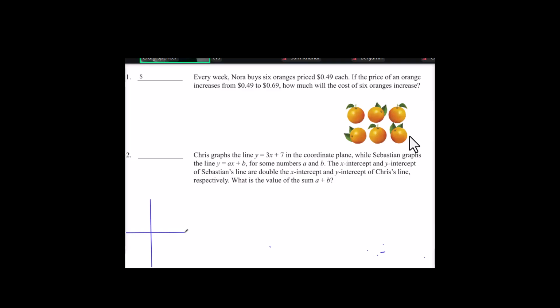So I saw a lot of correct answers for number one. Here we're bumping up the price of each of these oranges from 49 cents to 69 cents. So each one of these oranges is going up 20 cents in price. There's 6 of them. So 6 times 0.2 is going to give you 1.2. But note that because we're talking about dollars, you're going to want to put 1.20 here.